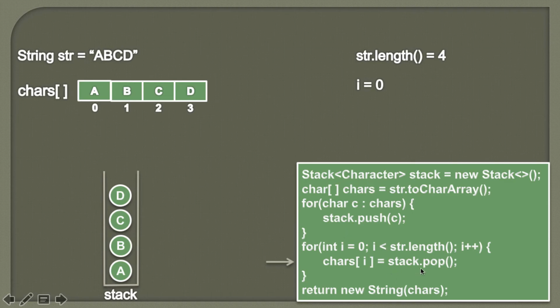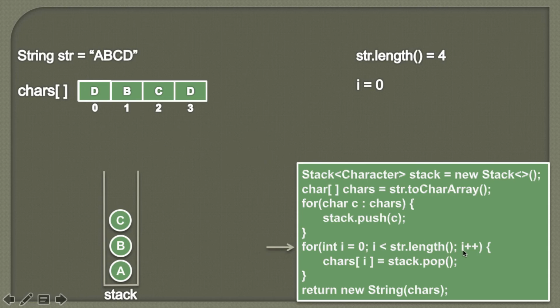So friends, as soon as we call stack.pop, the element which was last inserted, which is nothing but D, will be popped out. So it would look something like this. Now D is popped out, and the value will be assigned to the char array at index 0, which is this position. So now it becomes D. Moving ahead.